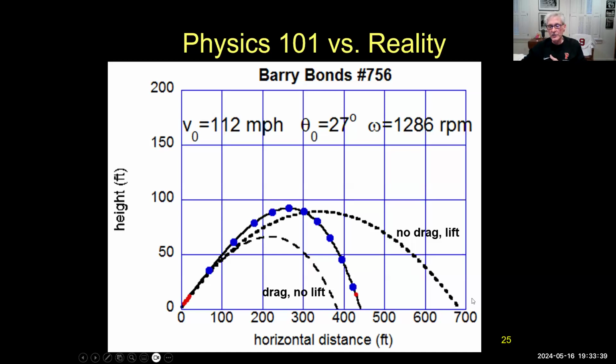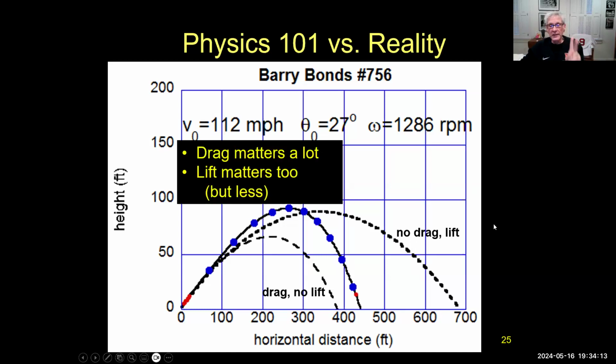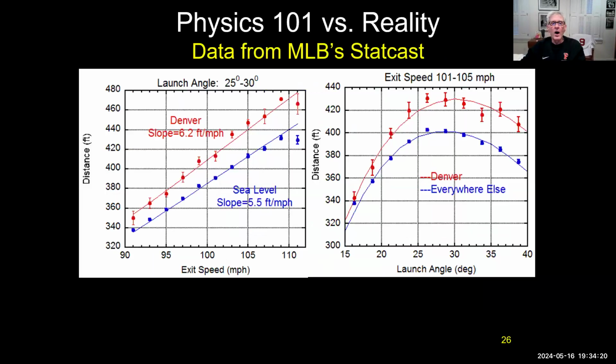So the drag, which is what slowed that ball down so that it only traveled 450 feet, plays a huge role, okay? The backspin on the ball, which gives it lift, plays also a role, but not as big a role. So in this dash line calculation, I have turned off the drag that slows the ball down, but I've kept the Magnus force. And you see that it reduced the distance from 440-ish feet down to maybe 380 feet. So drag matters a lot. The lift or the Magnus force matters also, but not anywhere nearly as much as the drag. Okay, so I want to tell you various things that we've learned.